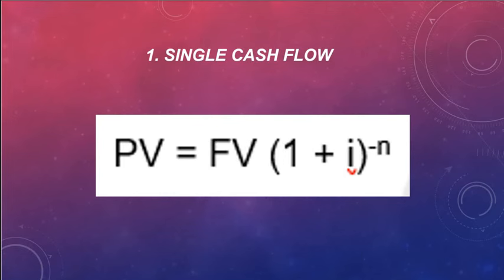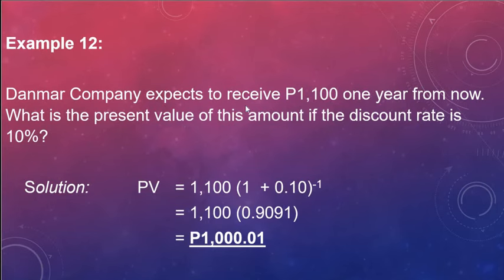So, let's have the example. Denmark company expects to receive 1,100 1 year from now. So what is the present value of this amount if the discount rate is 10%? Okay, so to get the present value, I have the future amount, 1,100. So i-multiply natin by 1 plus 0.10, the interest rate, raised to the power of negative 1 kasi 1 year lang naman. So with that, we can compute that our present value of the 1,100 is 1,000. Kung ngayon mo siya natanggap, ang kanyang present value ay 1,000.